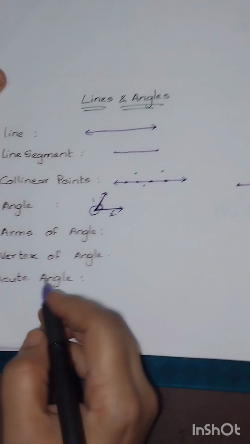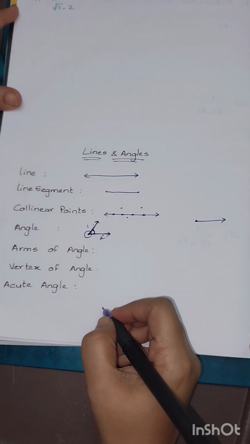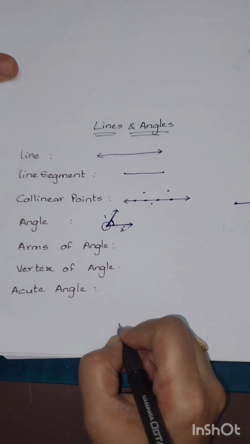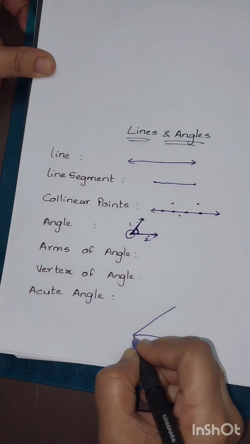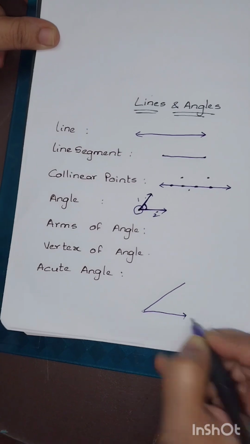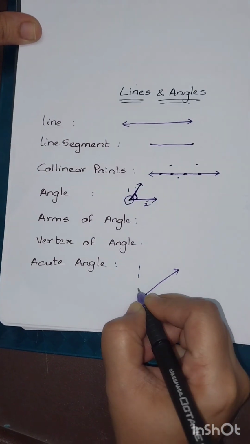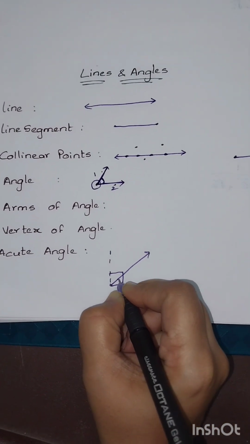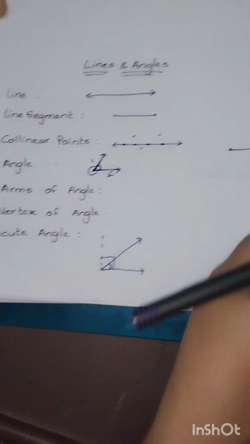Now, what is an acute angle? An acute angle is an angle which is less than 90 degrees. See, when two rays meet at a point with an angle less than 90 degrees, this is 90 degrees, right? So when they form an angle which is less than 90 degrees, it is an acute angle.